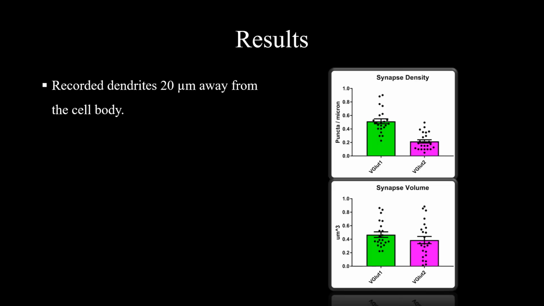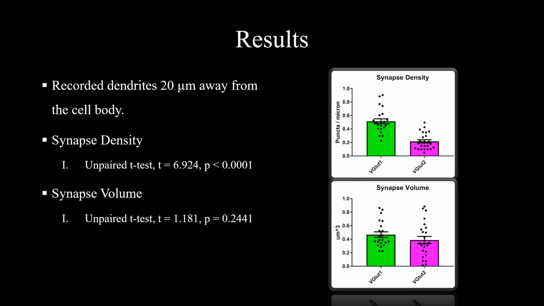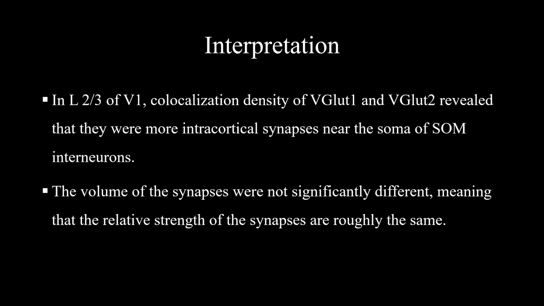Results. So we recorded dendrites 20 microns away from the cell body. Synapse density. So through an unpaired t-test, we found that p is less than 0.0001, and synapse volume through an unpaired t-test, we found that p is equal to roughly 0.2441, and I'll tell you what that means shortly. And I'll tell you now, actually. Interpretation. So what does that mean?